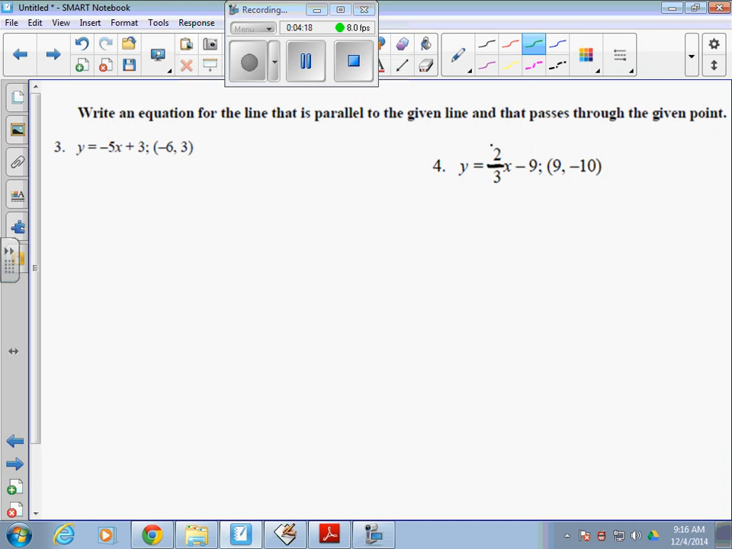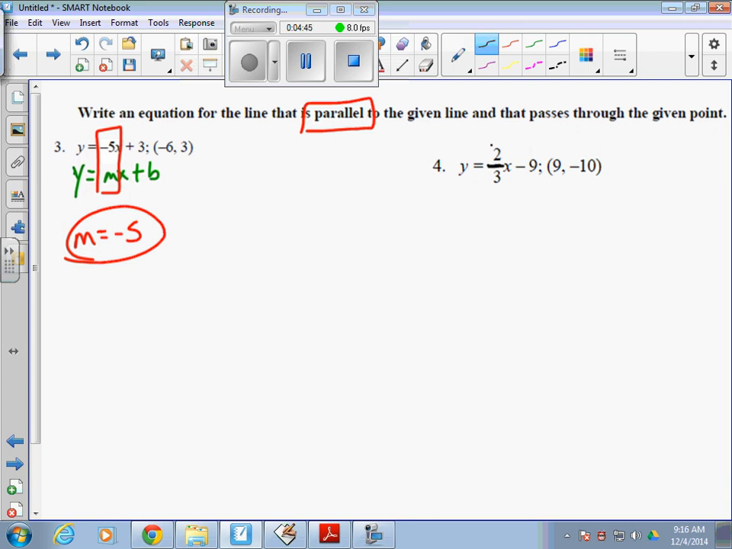Number 3 says write an equation in slope-intercept form parallel to the given line that passes through the given point. Again, these lines are in slope-intercept form, y equals mx plus b, so we can easily and clearly see what the slope is. The first slope is negative 5. It says write a line that is parallel to it, so we're writing a line that has the same slope, negative 5.